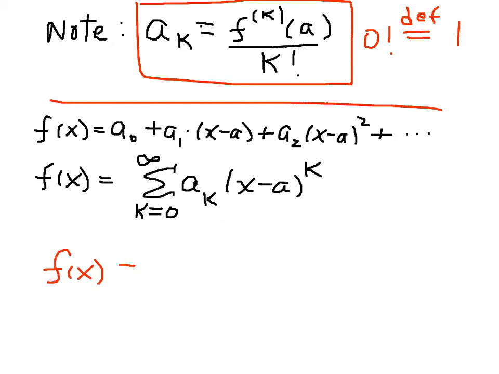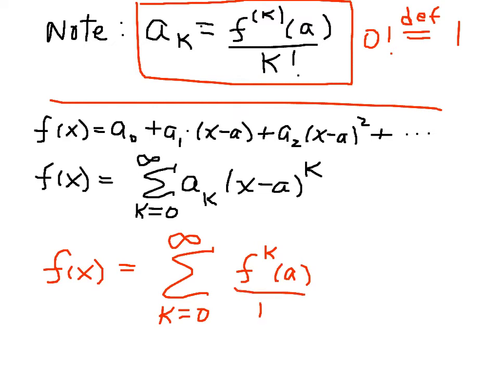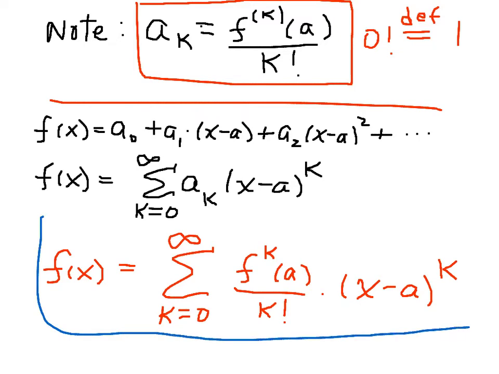It's going to be the infinite sum as we go from 0 to infinity, but now let's remember what a sub k is: the kth derivative evaluated at a over k factorial times x minus a to the k. And there, my friends, is the heart of our work for how we find a Taylor series.